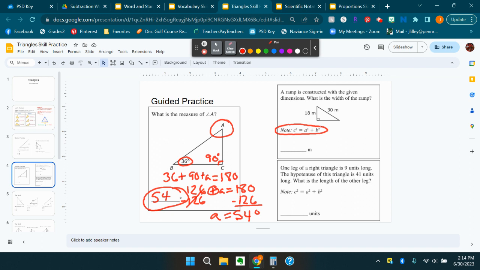The first thing you have to know is that your base and your height of your triangle are always A and B, and it really doesn't matter which is which. Whatever is across from that 90-degree angle is always C. So in this case, we have 18 squared plus B squared, that's the part that's missing, equals 30 squared.